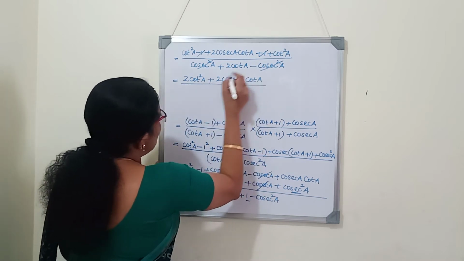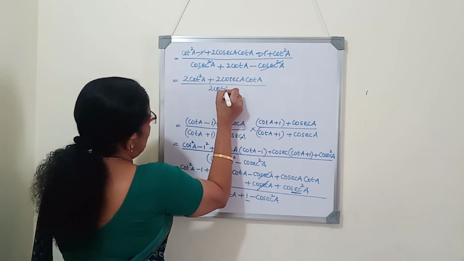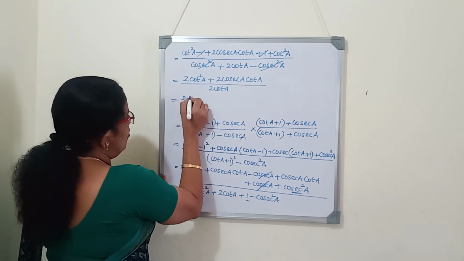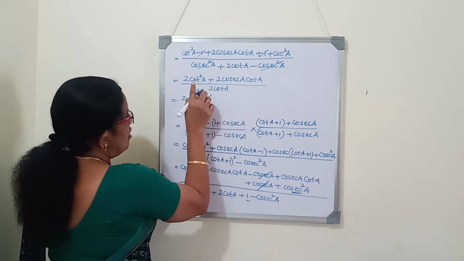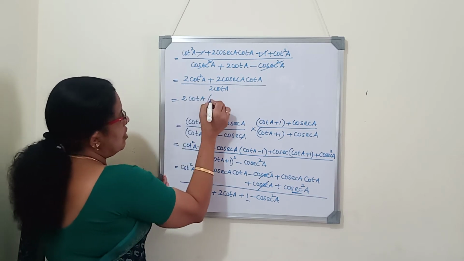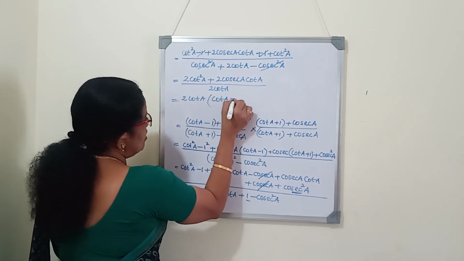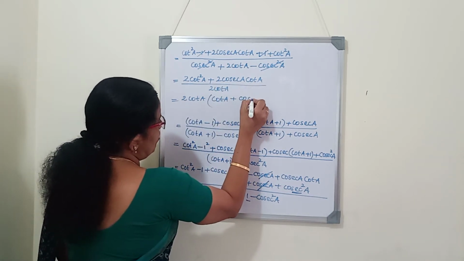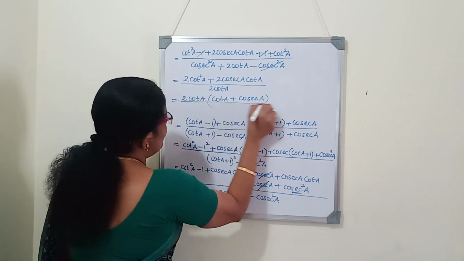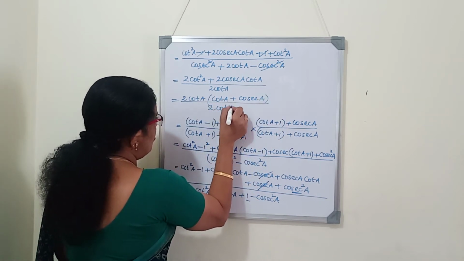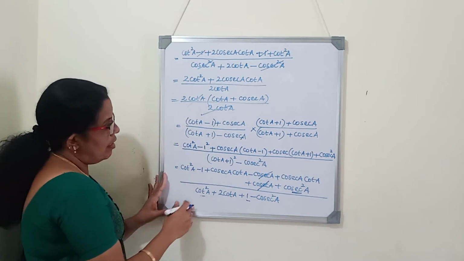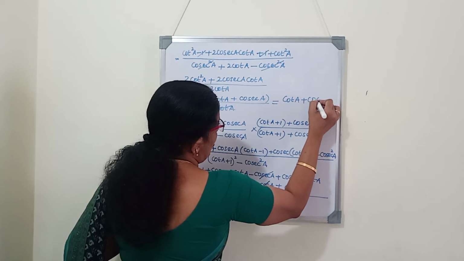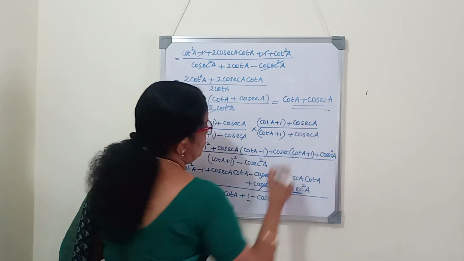Divided by 2 cot a. Now what is common in the numerator? 2 cot a is common. So we will take common 2 cot a. So from here 1 cot a is outside, so 1 cot a will remain. Plus here 2 is outside, cot a also, the remaining term is cosec a. Divided by 2 cot a. So 2 cot a cancel. We will get cot a plus cosec a, or cosec a plus cot a, and that is the RHS.